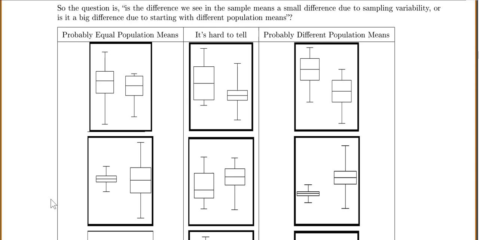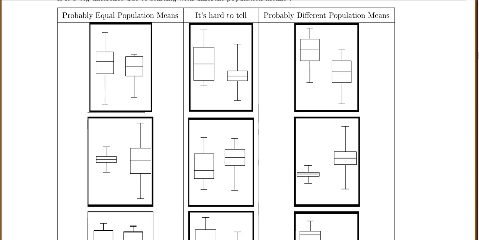So I have here some different categories you can look at. In this first category, I have these two graphs. Everything in this first category is where we probably have equal population means. In the right category, we have probably different population means, and in the middle, it's kind of hard for me to tell visually. You'll see on this left side that my graphs seem to have fairly similar centers, but when I get over here, it's pretty obvious that the centers are different.